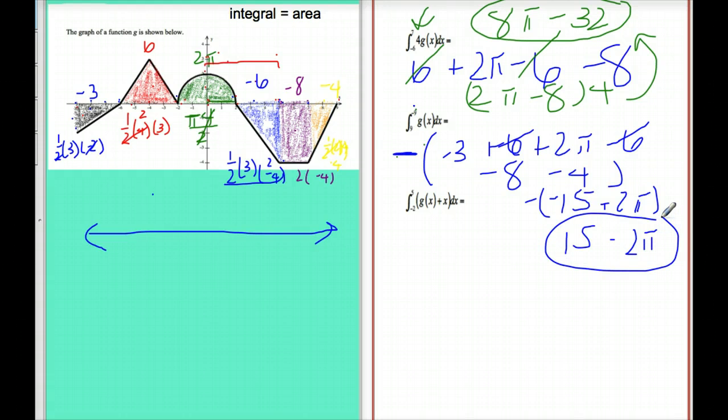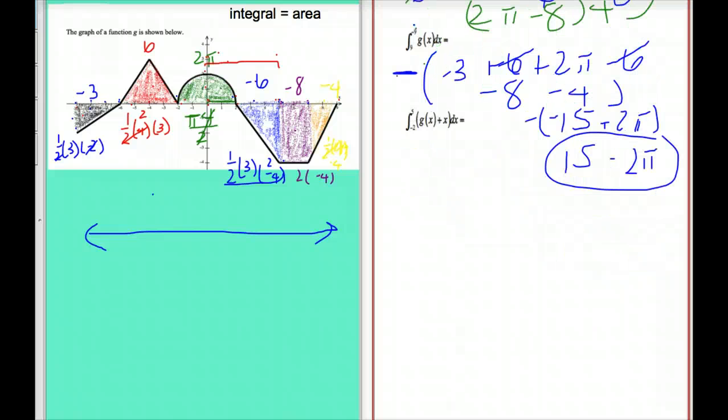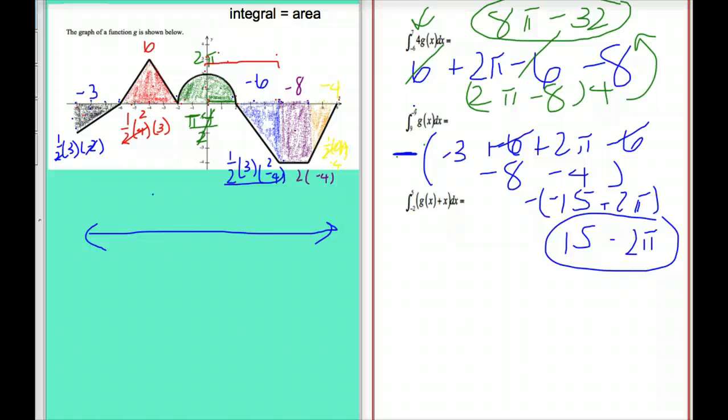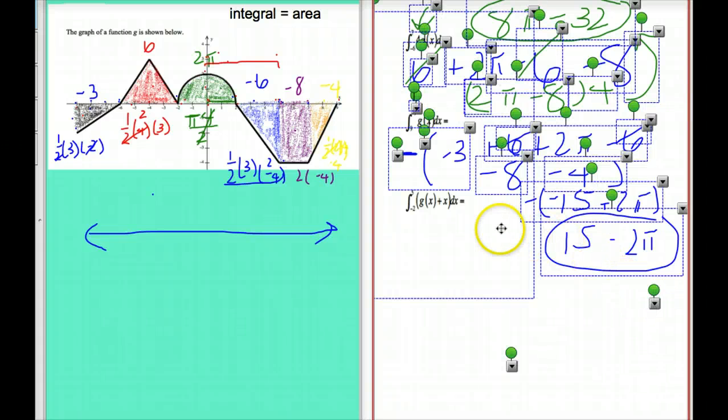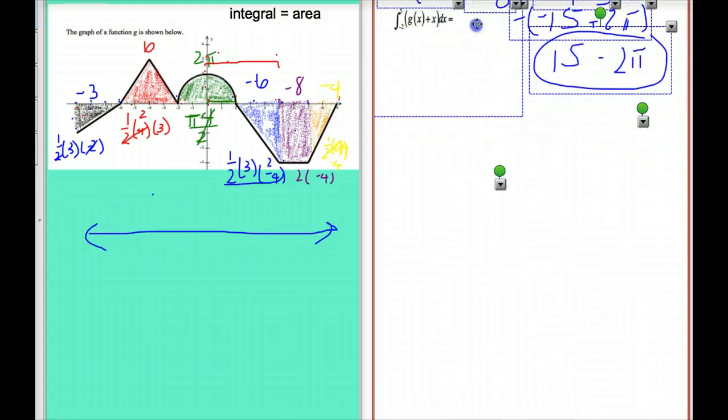And the last one says I need to go from negative 2 to 5 of g of x plus x dx. So I'm going to extend this page so we have more room. Oh, of course it didn't extend. Okay, let's do this. On this page, I'm going to move everything up so we have more room.